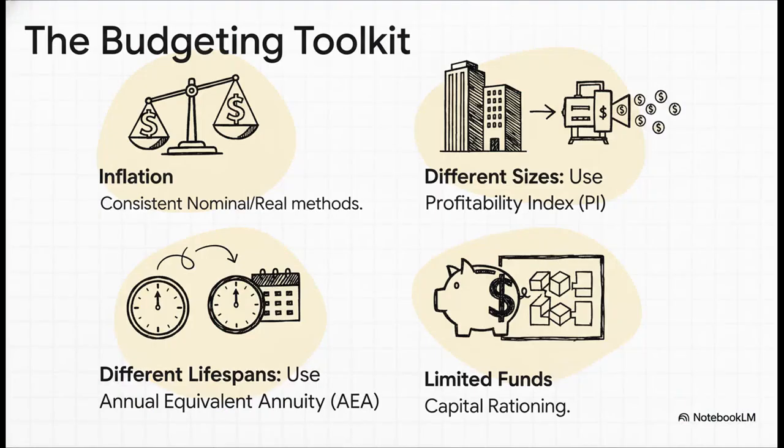So here's your toolkit, all in one place. You've got a problem with inflation? The solution is consistency. Trying to compare projects of different sizes? Use the Profitability Index to find the most efficient one. What about different lifespans? You level the playing field with the Annual Equivalent Annuity. And when you just don't have enough cash, use capital rationing to build the absolute best portfolio.